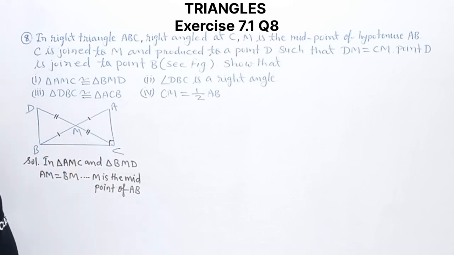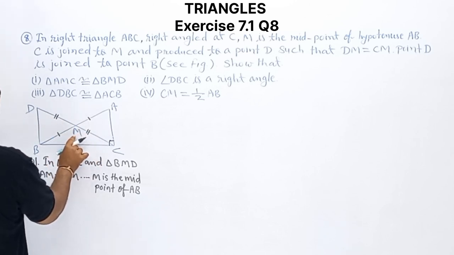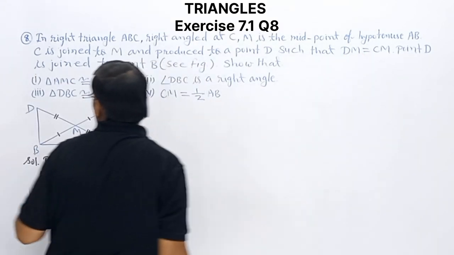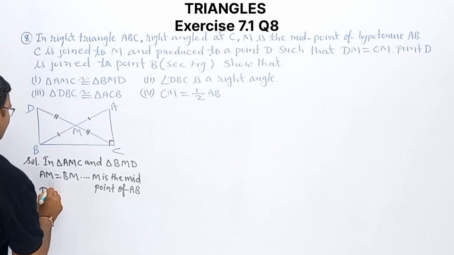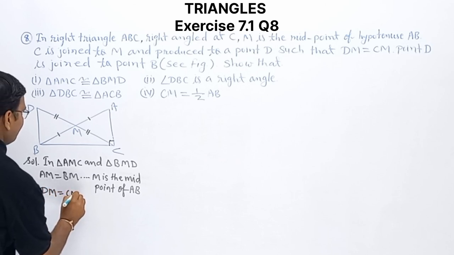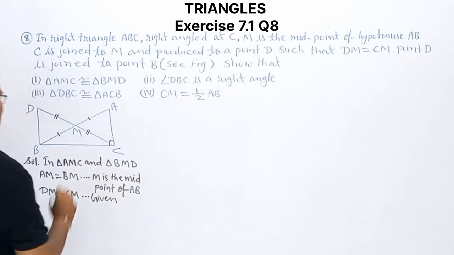Now we want to prove a congruence rule. To say whether these two triangles are congruent or not, we require a congruence rule. So one thing we obtained. Another thing also given in the question for these two triangles: DM equals CM. So we can say DM equals CM. It is given in the question. Clear?